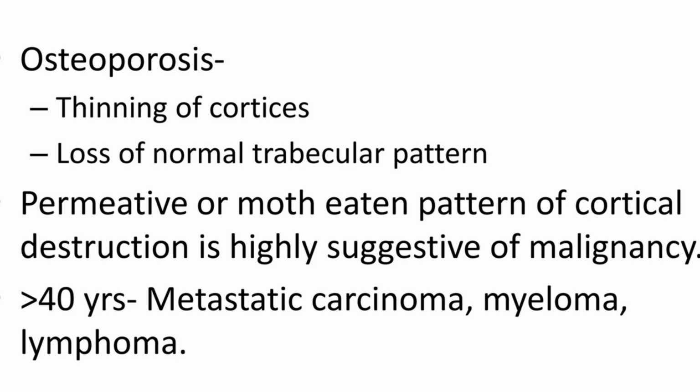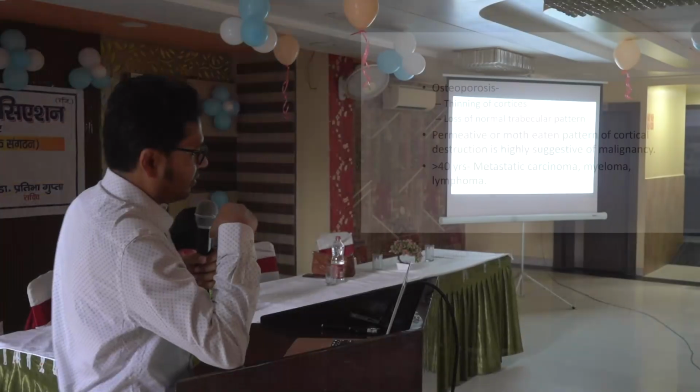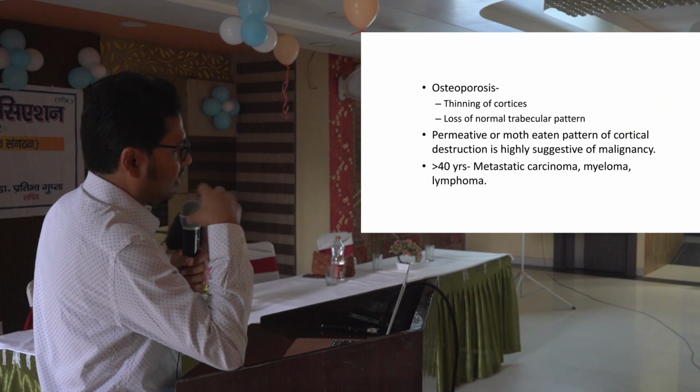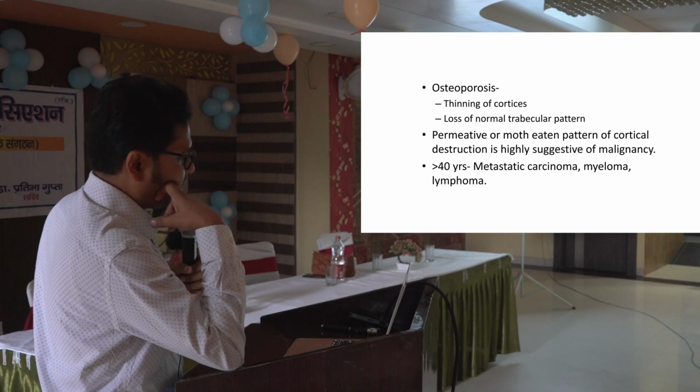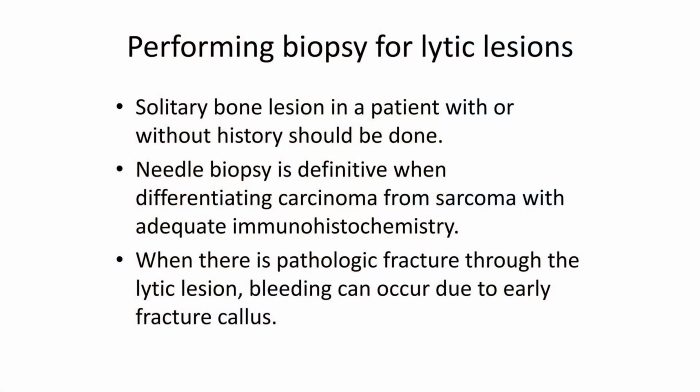A permeative or moth-eaten pattern of cortical destruction is highly suggestive of malignancy. Whenever you see a moth-eaten appearance, whenever you see that something has eaten the bone, then you should suspect a malignancy. When the age is more than 40 years, metastatic carcinoma, myeloma, and lymphoma should be suspected.